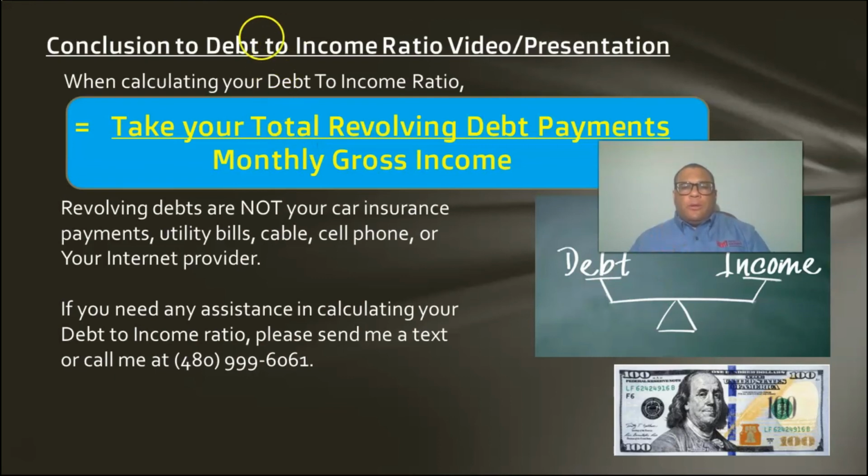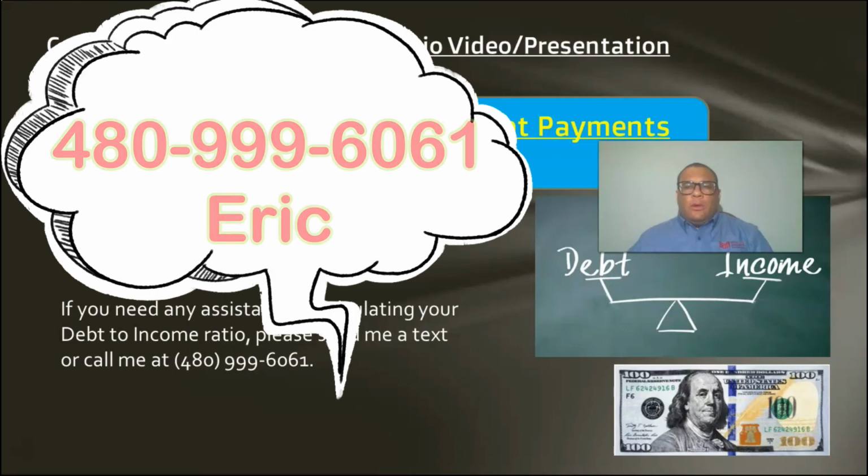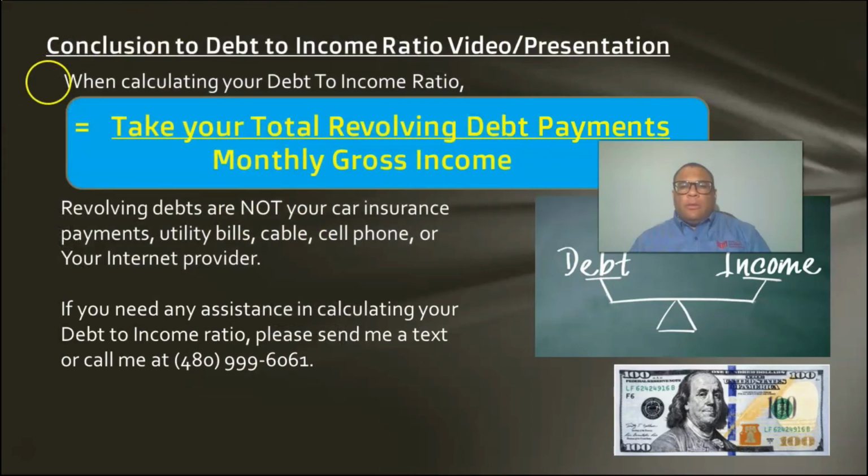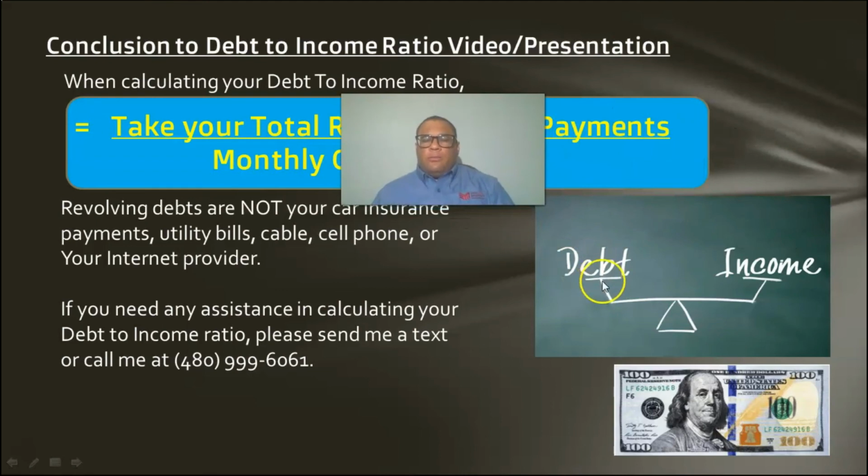So if you need any assistance in calculating your debt to income ratio, you can send me a text or call me at 480-999-6061. You can talk to any of my 3 loan officers that I do business with, and they can definitely help you with that. So remember to look at what the formula is for debt to income ratio. You may have to watch this video a couple of times to fully understand the math, but it's there.